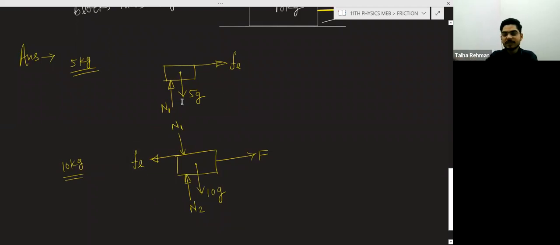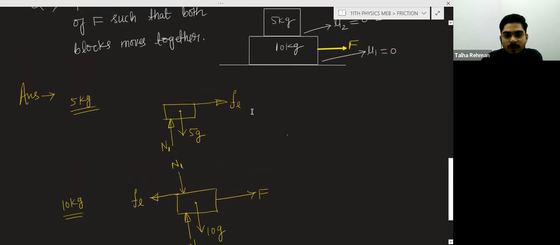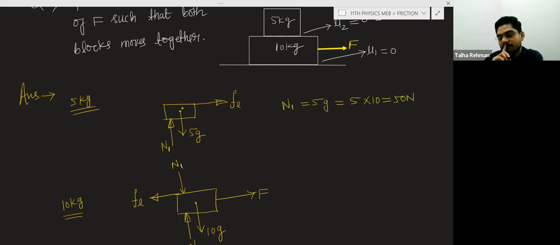So you can see here also the forces are in pairs. This is the force of friction in this direction, this is the force of friction in this direction, this is the normal reaction in this direction, this is the normal reaction in this direction, from Newton's third law. Now, there is no motion in this direction, so we can say that N1 is equal to 5g, so it will become 5 into 10, 50 Newton. So N1 is equal to 50 Newton.